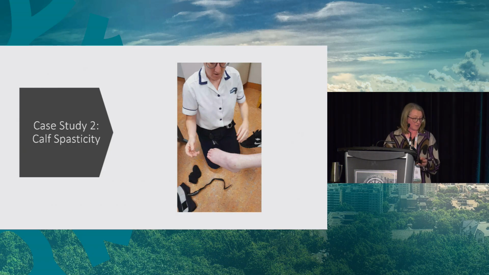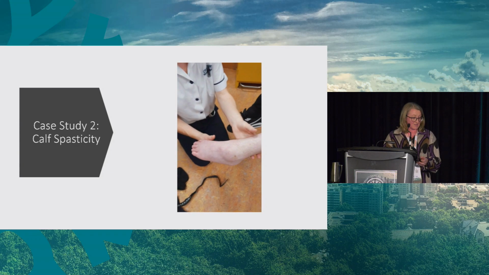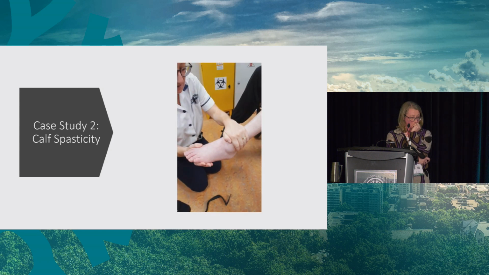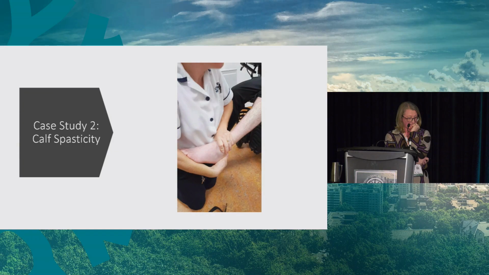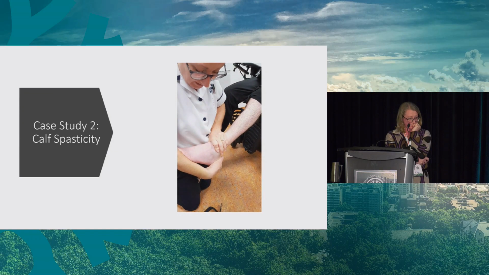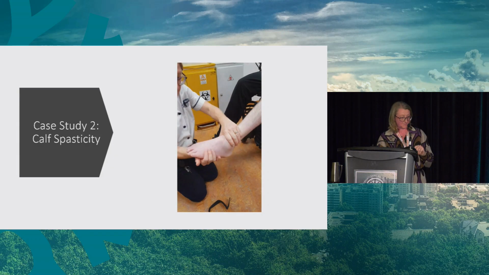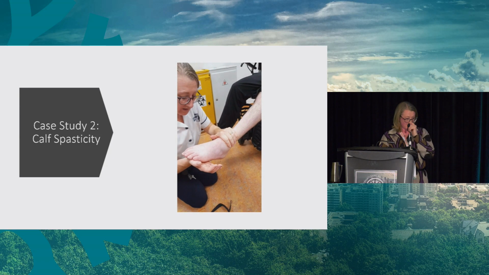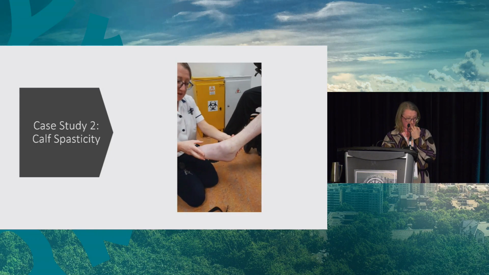Now, the audio may work on this, so if it doesn't, I'll talk through it. But here we have a foot and ankle that has quite severe calf and tib post spasticity. So from the point of view of the calf, there's a lot of loss in range of movement. We bring it into midline, probably at about minus 40 degrees there. There is some clonus in the calf, and you can see the way that it rests, pulling into inversion.